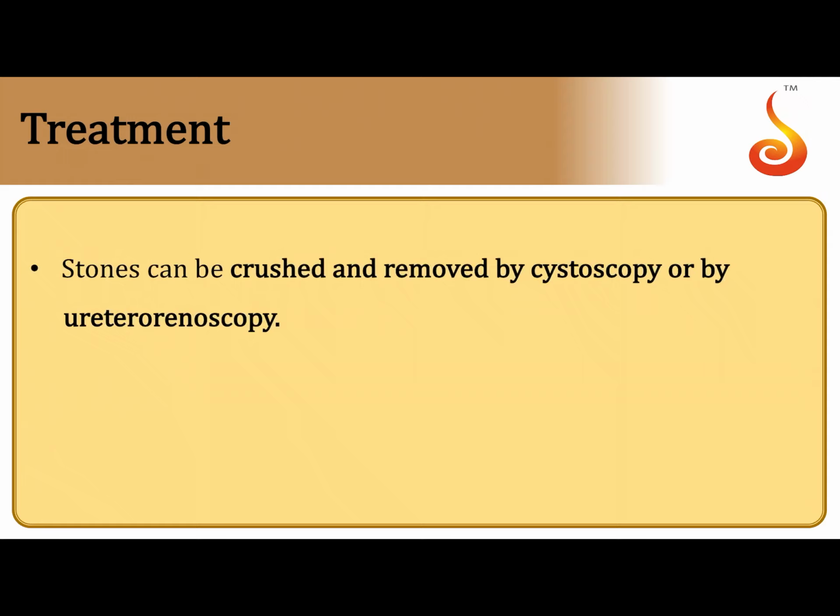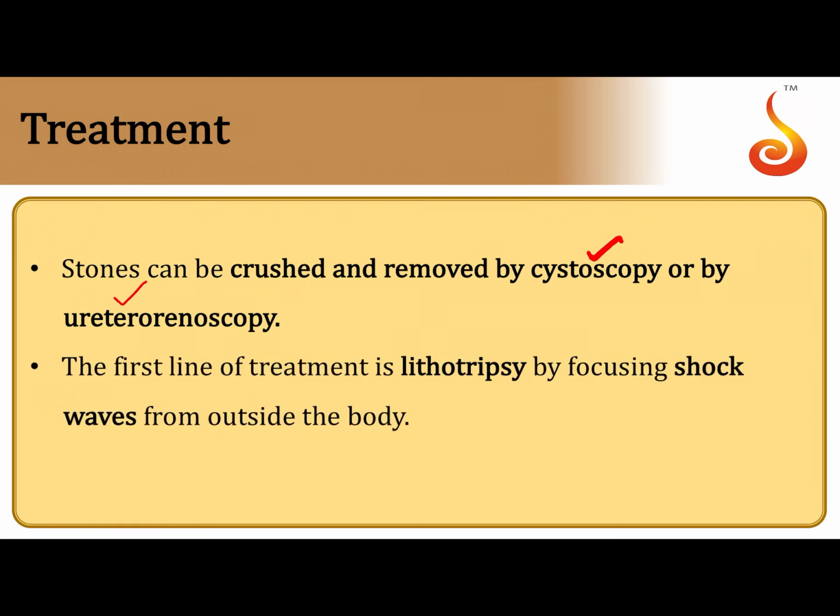How does one recognize whether there is a stone? Usually a scan is done, or sometimes by using endoscopy such as cystoscopy or ureterorenoscopy, one can actually visualize the presence of a kidney stone. And once it is recognized, it is fragmented either by use of laser or in a technique referred to as lithotripsy.